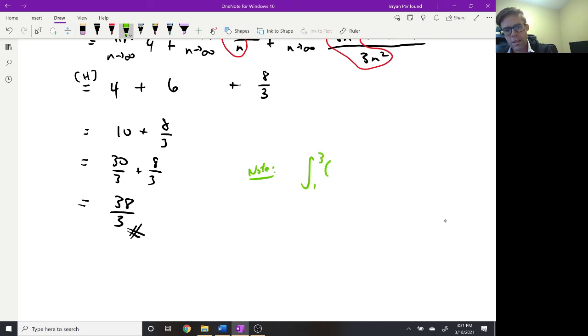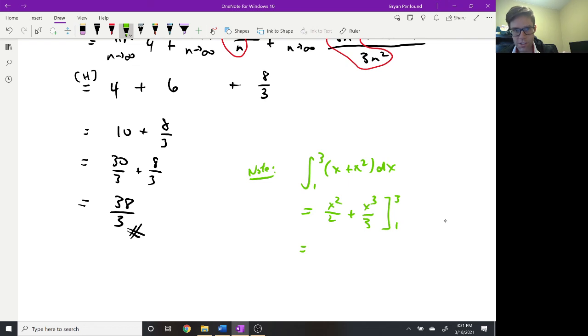Now, you're probably going to be like, why in the hell are we doing this? And I'm going to agree with you, because we already know the fundamental theorem of calculus. And the fundamental theorem of calculus says, why don't you just find an antiderivative and evaluate it at the endpoints of 3 and 1? That's what the fundamental theorem says.